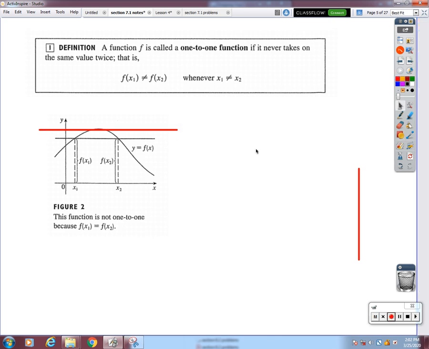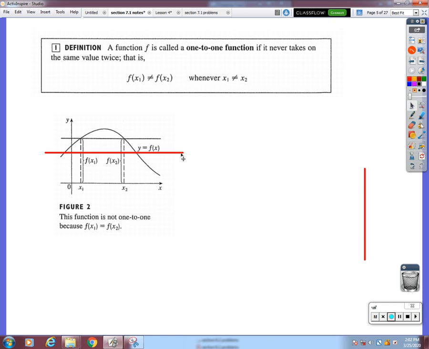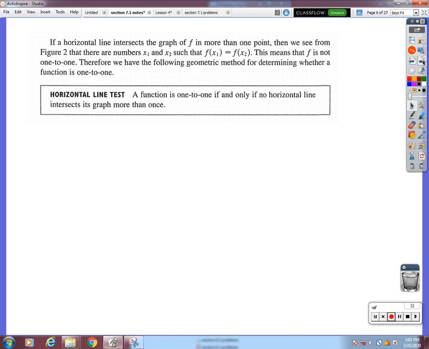If I take a horizontal line and run it along the graph, then you can see that that horizontal line crosses the graph more than once. So that means the inverse would not be a function, which would mean that the function is not one-to-one. So for a function to be one-to-one, in short, it's got to pass both the vertical line test and the horizontal line test. And if you think about it that way, then it's super easy, okay?